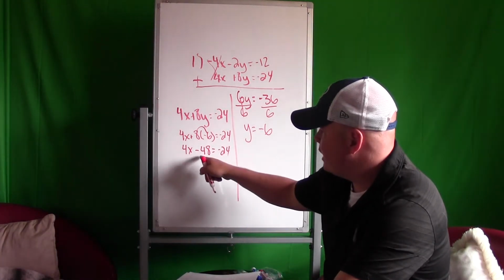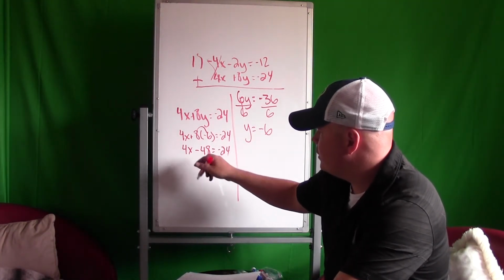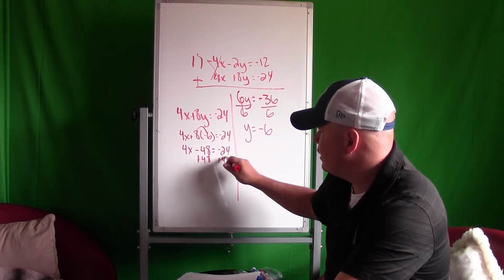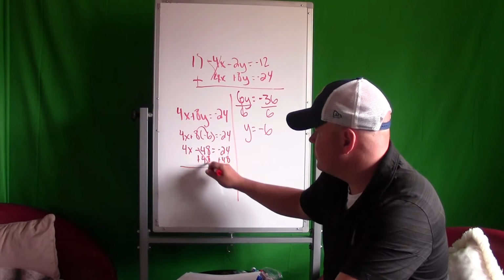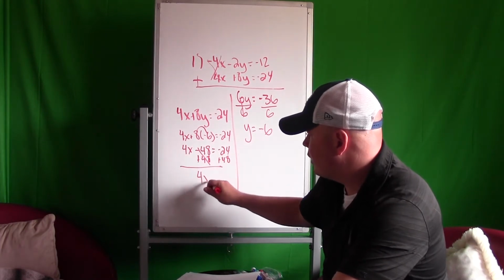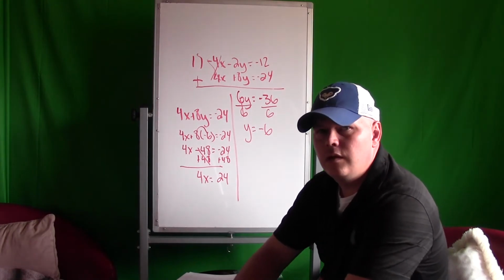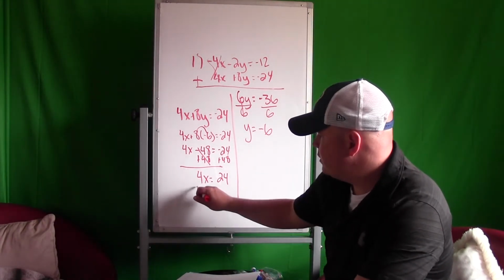Then I'm going to isolate, because I'm going to move that to the other side. This goes away, and I'm left with 4x equals a positive 24. Okay? Then the last thing I need to do is solve.